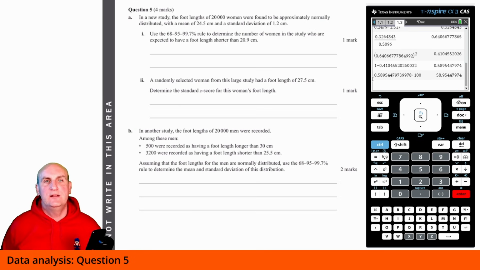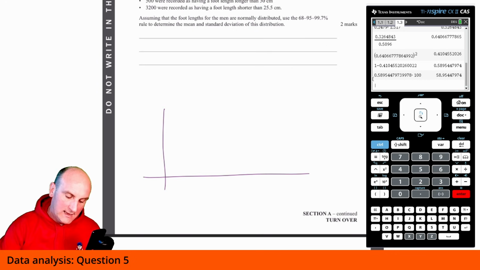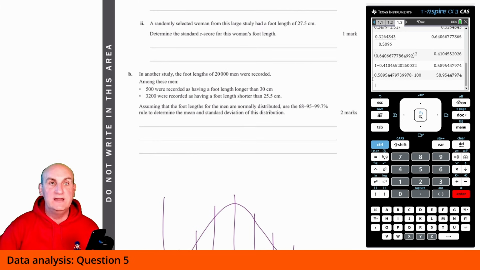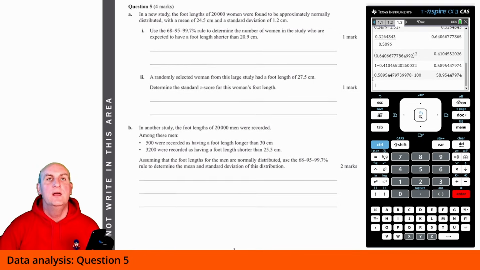In a new study, the foot lengths of 20,000 women were found to be approximately normally distributed with a mean of 24.5 and a standard deviation of 1.2. Do you know what I do now? At the bottom of my page, I always draw a normal distribution. And I'm going to go 1, 1, 2, 3, 1, 2, 3. I haven't even read the rest of the question, and I'm already going to do this because I'm 98% sure. 98. Could have said 95. That would have been far funnier.